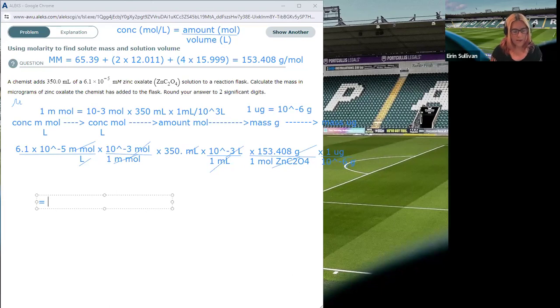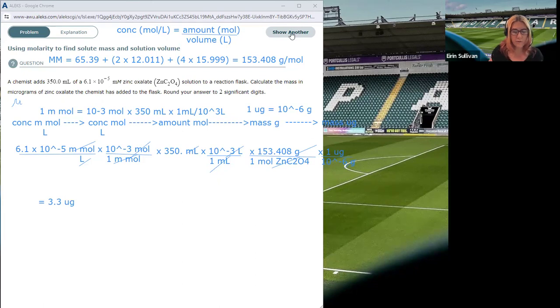6.1 times 10 to the power of minus 5 times 10 to the power of minus 3 times 350 times 10 to the power of minus 3, times 153.408. All right. And then divided by 10 to the power of minus 6. Boom! 3.27 and so on micrograms, and we're asked for 2 significant digits, so that 3.2 is going to round up to 3.3. There you have it. Okay, so that is finding solute mass from molarity.